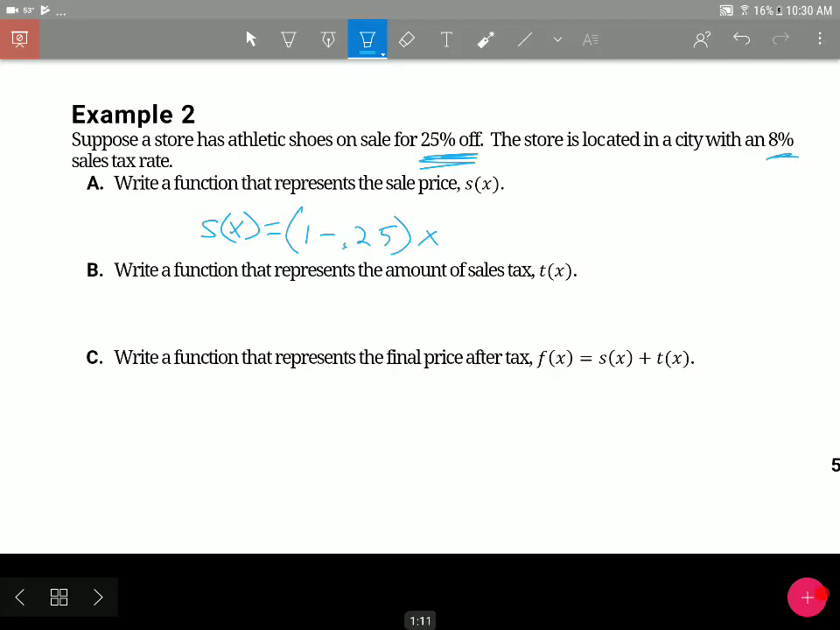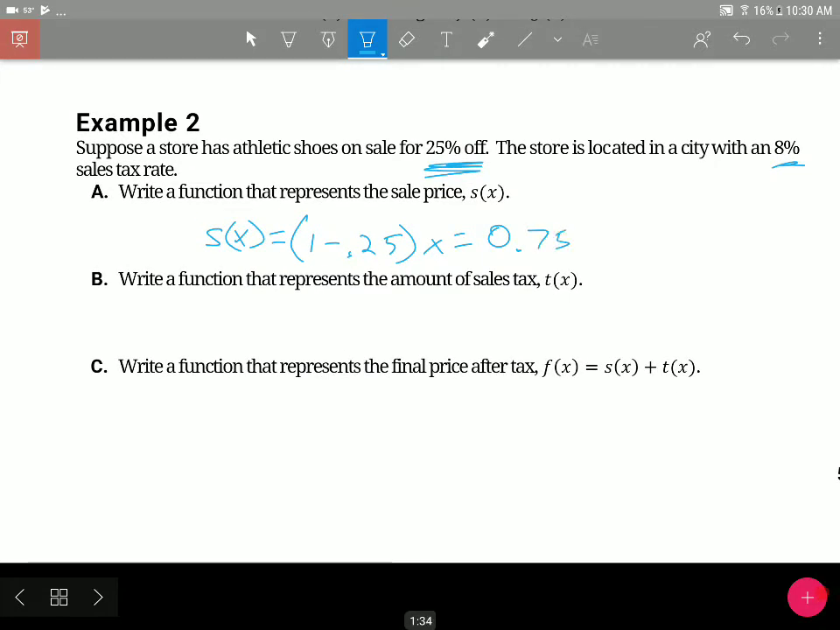All right? So this is how it works. They say if it's 33% off, it's 1 minus 0.33, that times whatever the price is. All right? If it's 10% off, it's 1 minus 0.1 times the price. So what is 1 minus 0.25? You said it a second ago. 0.75. So S of x, your sale price, is 0.75x. Cool. That's your sale price.